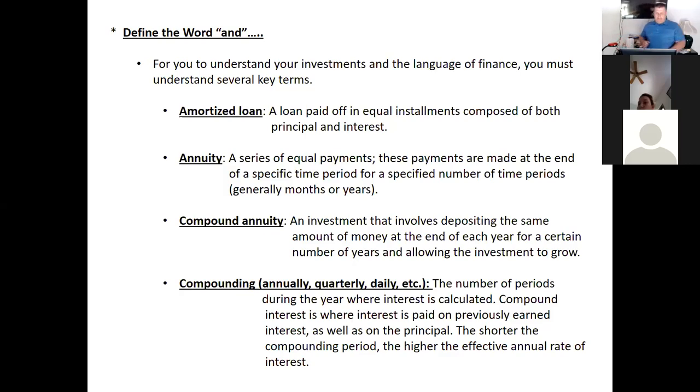An annuity. An annuity is a series of equal payments, and these payments are made at the end of a specific time period for a specified number of time periods, generally months or years. Now, you may have heard those commercials. What's a J.G. Wentworth? It's my money, and I want it now. Who the heck are these people keeping their money? Why does J.G. Wentworth have to get involved? Because the money they're getting is coming to them in the form of an annuity, a series of equal payments made at the end of a specific time period.